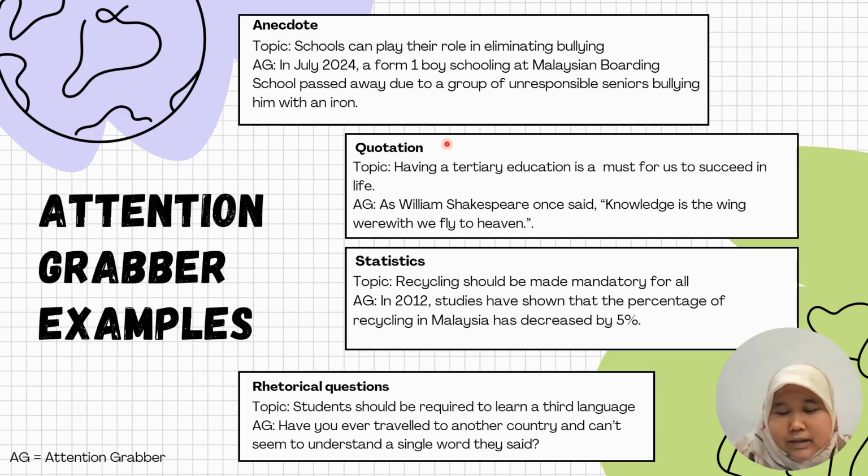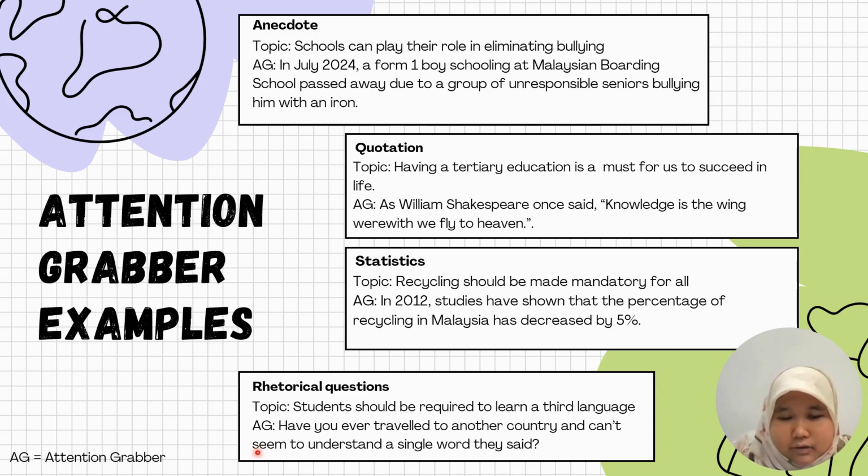The next type is the quotation. You just quote a famous person. As you can see in the example, they quote William Shakespeare, and make sure that the quote has relation to the topic. For the third example, we have the statistics type. For example, in 2012, studies have shown that the percentage of recycling in Malaysia has decreased by 5%. This is a basic type of attention grabber that you find.